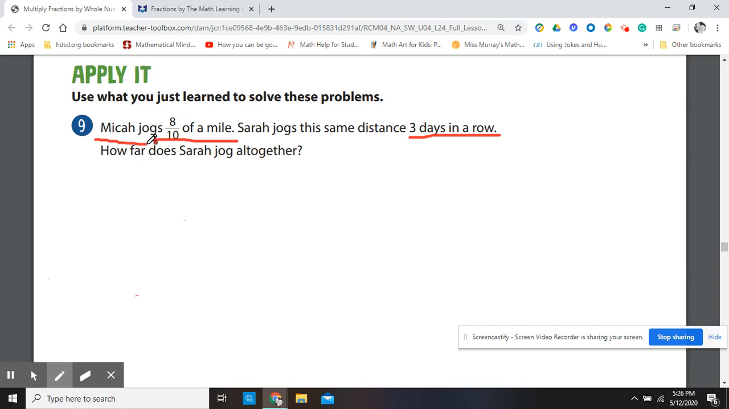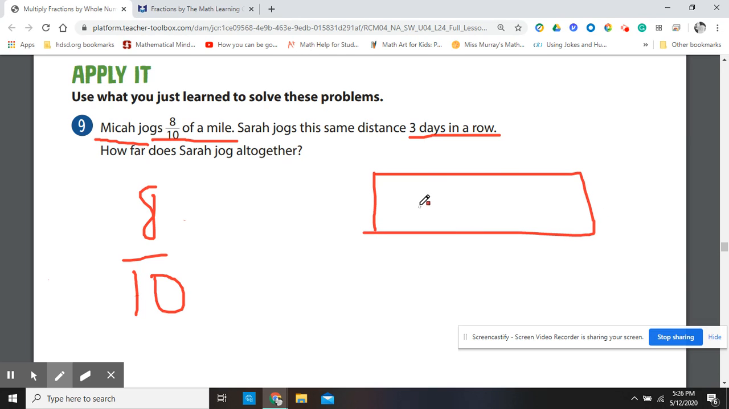So, if Micah jogs 8/10 of a mile, and Sarah jogs the same distance 3 days in a row, we can even draw a little picture here. So this would be 8 over 10, 8 over 10. Maybe I shouldn't have drawn a picture because I can't draw very well, and 8 over 10. When we're doing that, we can multiply that by how many? What would our problem look like here? Our problem would look like 8/10 times 3. And I'm going to show you that.